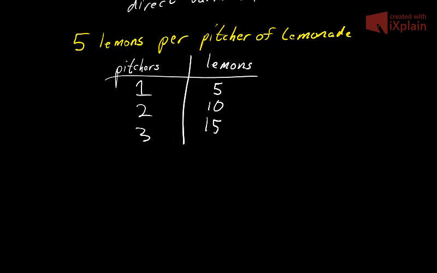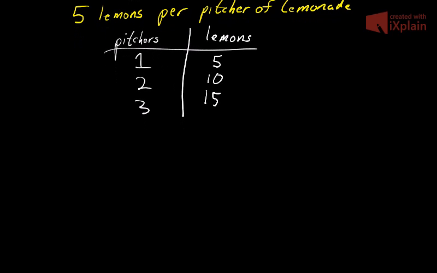So if I'm trying to figure out an equation of this, it should be fairly simple to see what it is. That's going to be that my pitchers, P, pitchers times 5, is going to equal the number of lemons that I need. So if I take my pitchers, I multiply by 5, that's going to be the number of lemons. So P times 5 equals L.